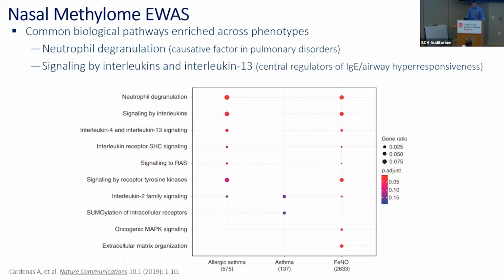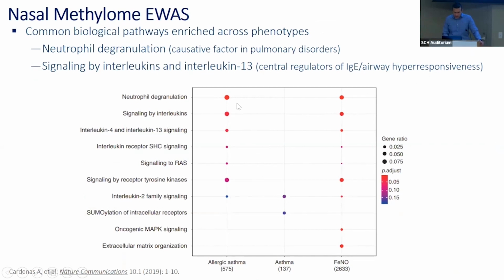So when we looked at different phenotypes, this is an enrichment of different pathways. The signal was very strong for allergic asthma. Children with allergic asthma had multiple differentially methylated regions and genes. Increasing exhaled nitric oxide was also very similarly associated with the same pathways. And the signal for non-allergic asthma, just asthmatics, children that had asthma that did not have allergy, was slightly different.